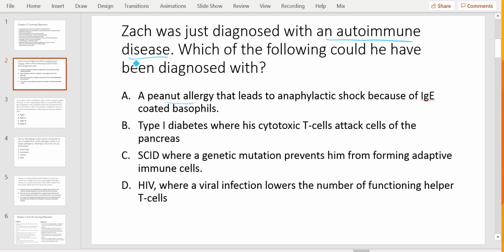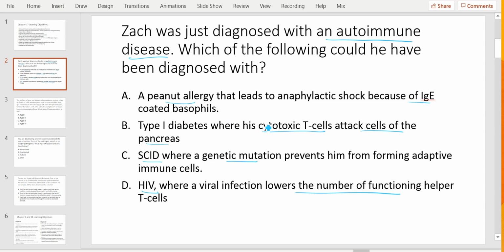So if we read through those, we should be able to identify which one is describing an autoimmune disease. A says we have a peanut allergy because of IgE. B is type 1 diabetes, where the cytotoxic T cells were attacking cells of the pancreas. C was SCID, where there was a genetic mutation that prevents them from forming adaptive immune cells. And then D was HIV, where it was a viral infection that lowered the number of functioning cells.